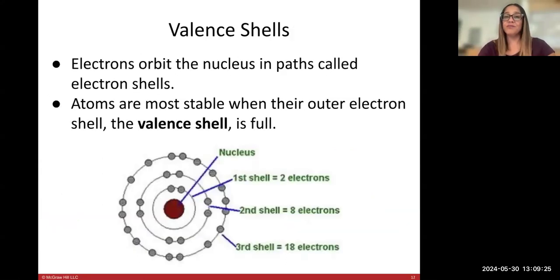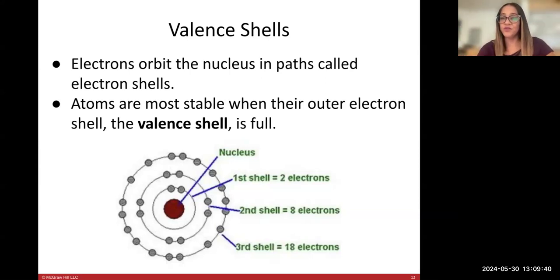Electrons orbit the nucleus in paths called electron shells. Atoms are most stable when their outer electron shell, the valence shell, is full. So you have the nucleus in the middle, and then when we draw it, we draw these concentric circles going out and out and out.